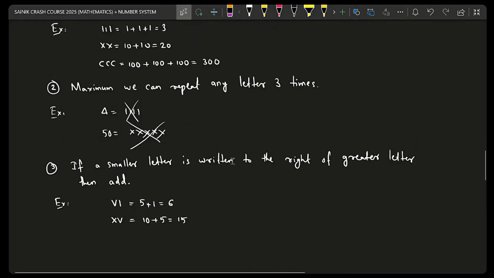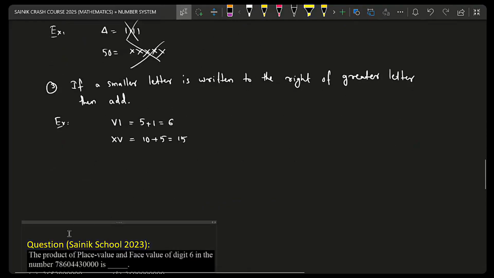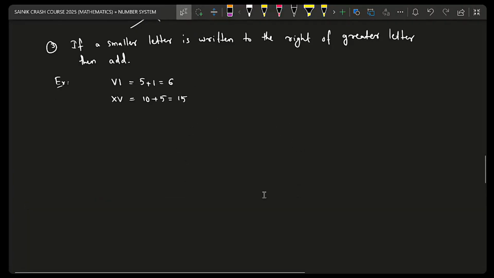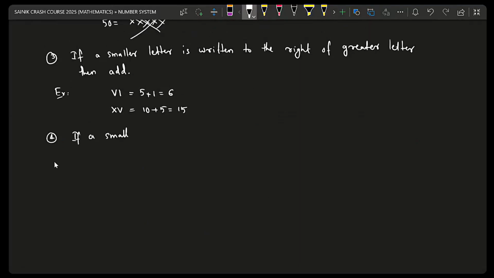This is applicable to all the letters. And then we are going to discuss the fourth rule. What if the letter is written to the right? So that we can write like this. If a smaller letter is written to the left of a greater letter, then which operation are we going to do? That is subtraction. So we can write simply, then subtract.